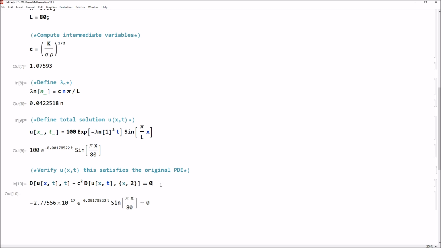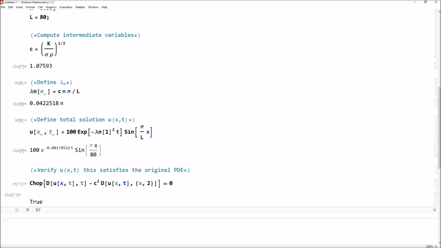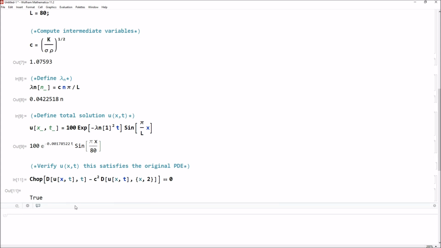So in order to get Mathematica to ignore that round-off error, I'm just going to say Chop. Or you could wrap the Chop over here, and say: take whatever you get on the left-hand side, chop off any numerical error and make that equal to 0. There we go. So that's true. So we see, yep, this satisfies the initial PDE.